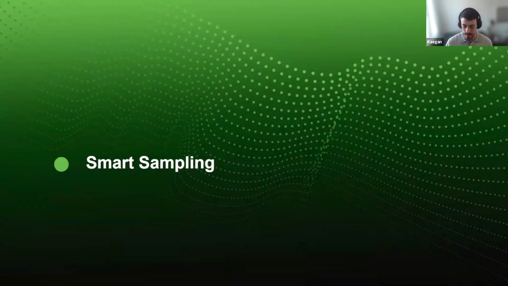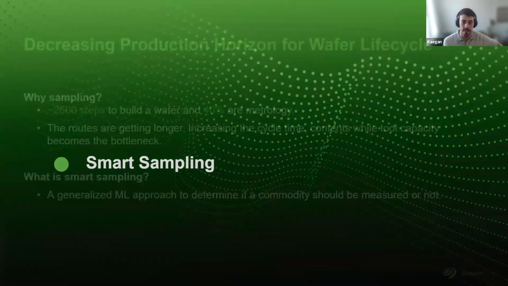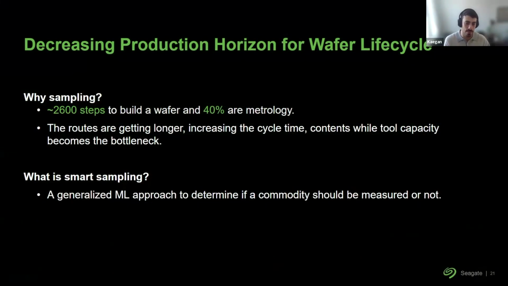All right, so the next use case that we're going to cover is smart sampling. Smart sampling is basically a generalized ML approach to determine if a commodity should be measured or not, in this case, a particular wafer. Like I said, it's roughly 2,600 steps, it can be as high as 2,800, and it's getting even more steps to build a wafer, like steps in a recipe.